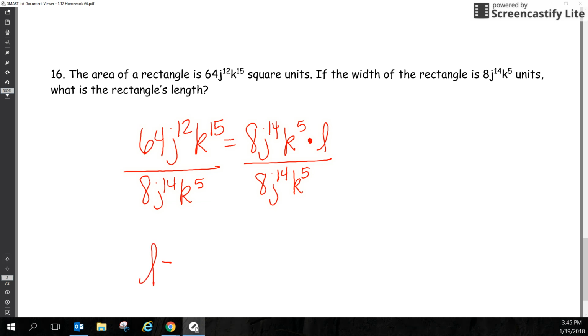So for my length now, that's what I have left over here, it's just length. And that's going to be equal to the other side of the equal sign. So 64 divided by 8 is 8. J to the 12 minus 14. 12 minus 14 is going to be j to the -2, so I'm going to put it on the bottom. You see how the bigger number's on the bottom? And then k to the 5 minus 5 is going to be 10.